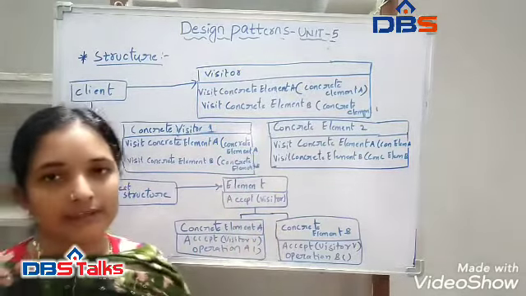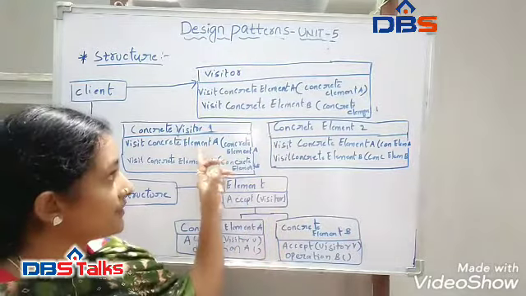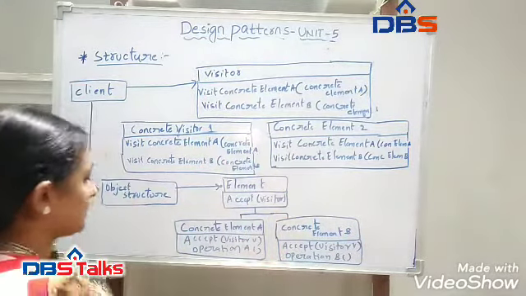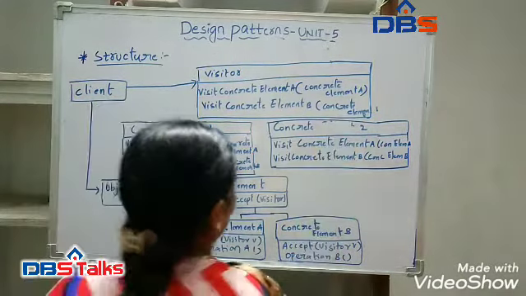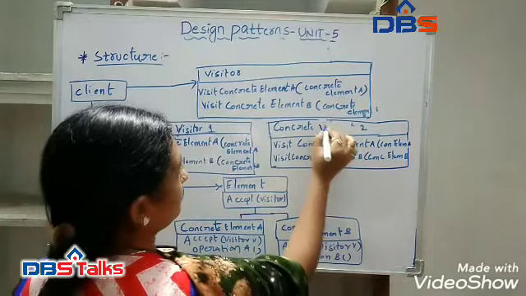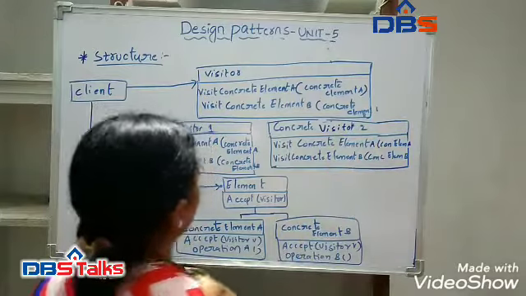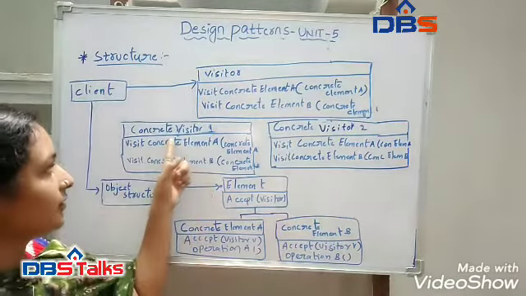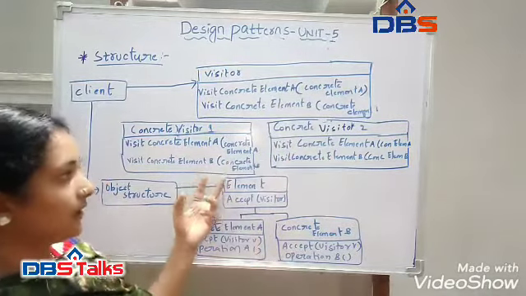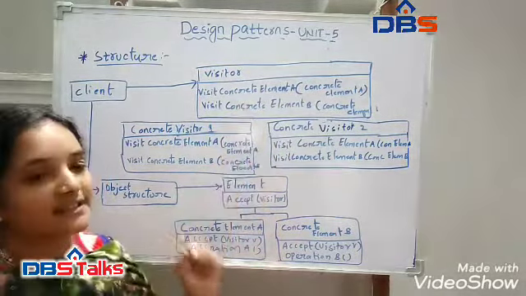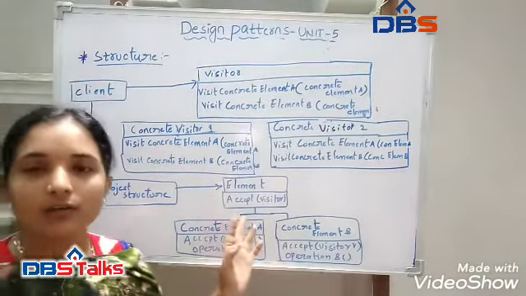So these are the concrete classes, concrete element 1, concrete visitor 1, and concrete visitor 2. We have two concrete classes, concrete visitor 1 and concrete visitor 2, and they provide the implementation of the abstract methods from the visitor interface. So this is the working of the structure.